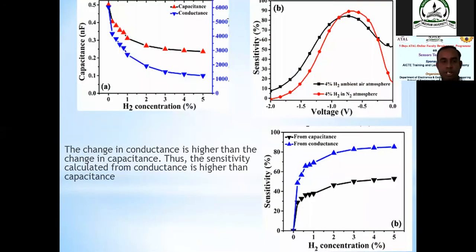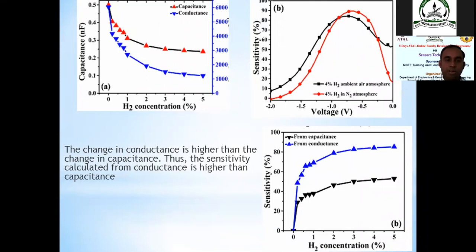I will show you some characteristics. You can see, whenever we are applying a specific voltage, we are trying to see the characteristic, meaning we want to see the conductance and the capacitance also. Both decrease with the hydrogen concentration, but the change in the capacitance and the change in the conductance are different. The change in the conductance is higher compared to the capacitance.